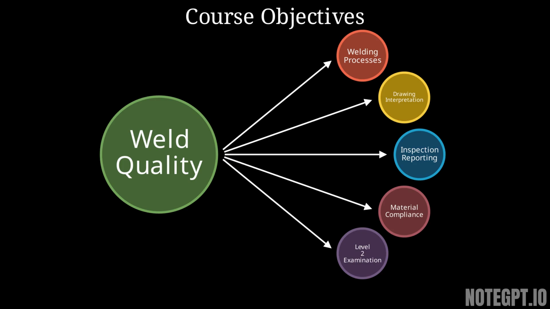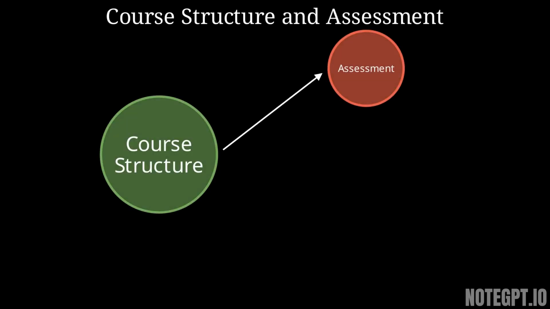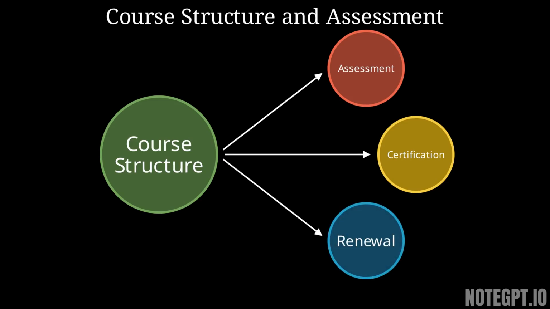and symbols, set up and report on inspections, assess welds to acceptance levels, confirm material compliance, and prepare for the Level 2 examination. The course includes theoretical and practical training, followed by a closed-book examination. Candidates must provide required documentation and pass all sections with at least 70% to be certified. Certification is valid for 5 years, with renewal and prolongation requirements.